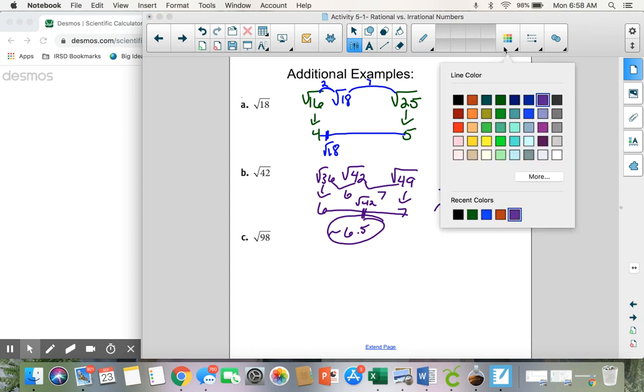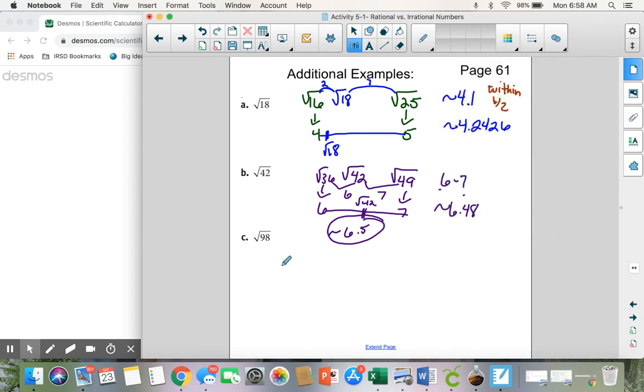All right, for our next one, let me change colors one more time. The square root of 98. My number before that is the square root of 81, and my number after this is the square root of 100. So I'm going to put the square root of 98 right there because I can already tell that it's closer to 100 than it is to 81. The base of 81 is 9. The base of 100 is 10. So I know immediately that my square root of 98 is somewhere in between 9 and 10.